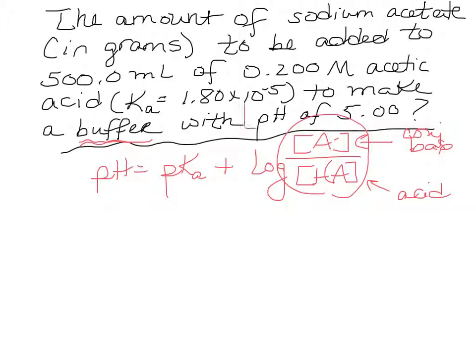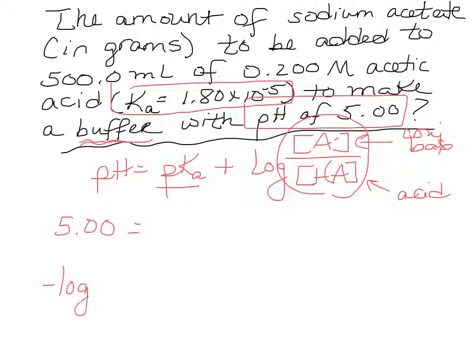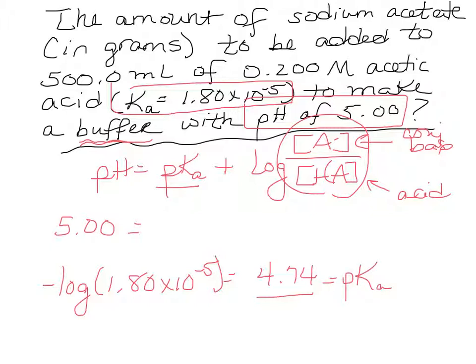All right, so what do we know so far? We know that the pH that we want is 5, so I can plug that in for pH. We can calculate pKa because we have the Ka value. So let me go ahead and take the minus log of the Ka so that we can calculate what the pKa is. And that is 4.74. And so we can go ahead and plug that in.